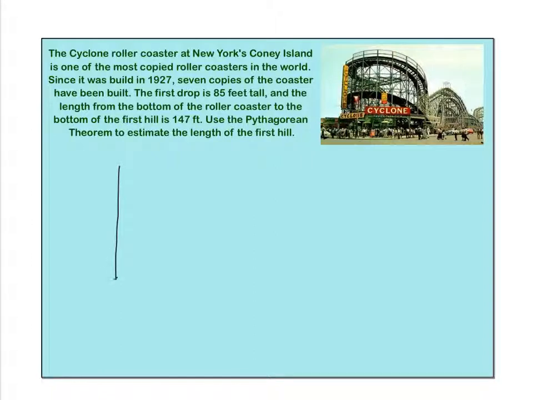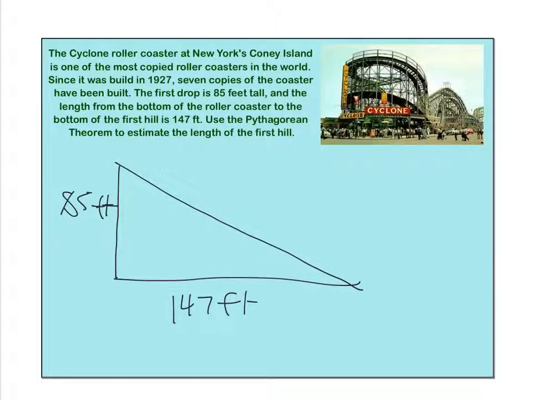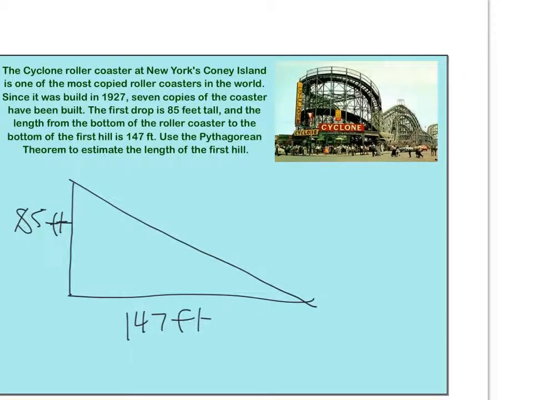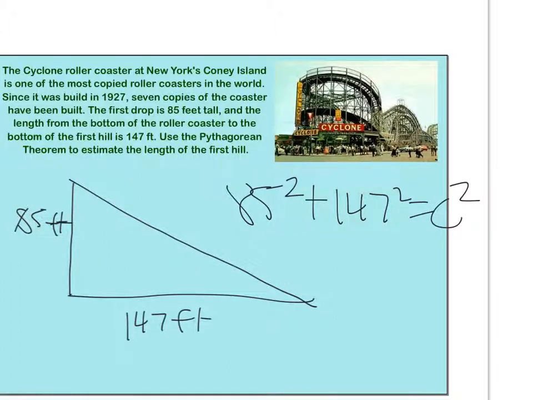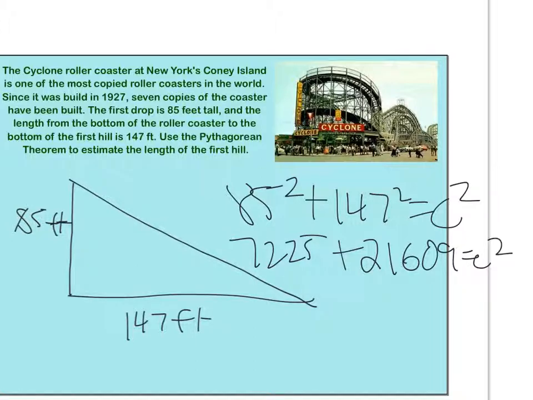So, the first drop is 85 feet, and it's 147 feet from the bottom to the bottom of the first hill. So estimate how big that is. Well, according to the Pythagorean theorem, all I've got to do is take 85 squared plus 147 squared, and that will equal that third side squared. So 85 squared is going to be 7225. 147 squared is going to be 21609, and that's going to equal c squared.